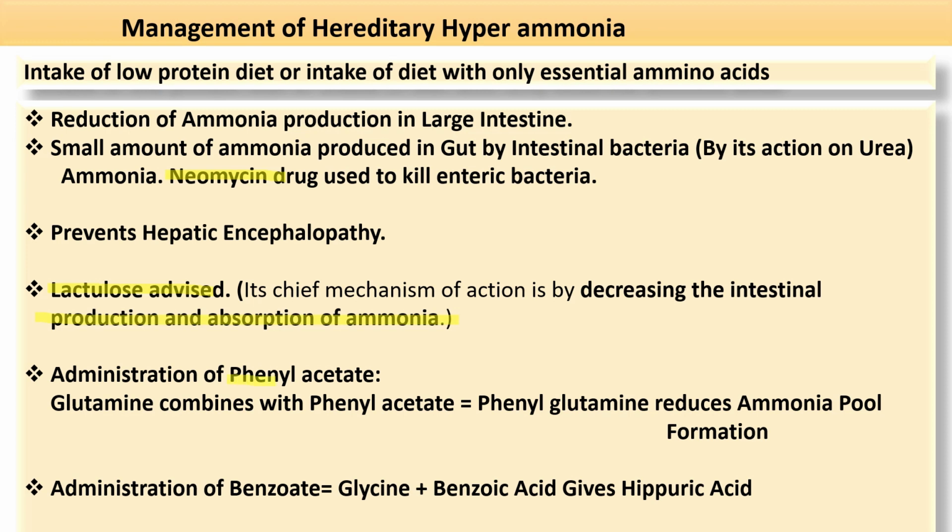Second one is the administration of phenyl acetate. अगर हम phenyl acetate यहाँ पे देंगे this phenyl acetate will combine with the glutamine and it forms phenyl acetyl glutamine बनेगा यहाँ पे, and by this mechanism जो ammonia का pool है वो कम हो जाएगा. Next one is the administration of benzoate. Benzoate will react with the glycine and it forms hippuric acid, और इसी मैकेनिज्म से हमारे बॉडी का जो अमोनिया का पूल है वो धीरे धीरे कम हो जाएगा और जो साइड इफेक्ट है वो थोड़े कम हो सकते हैं. So this is all about the management of hereditary hyperammonemia.